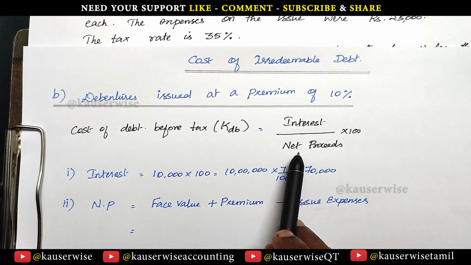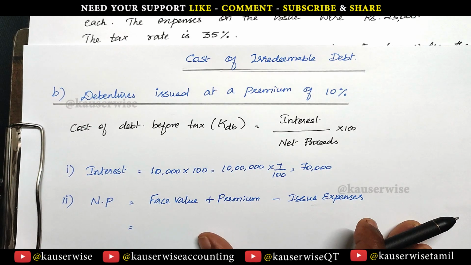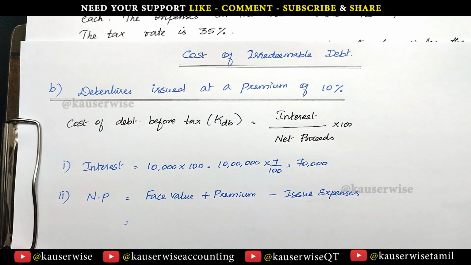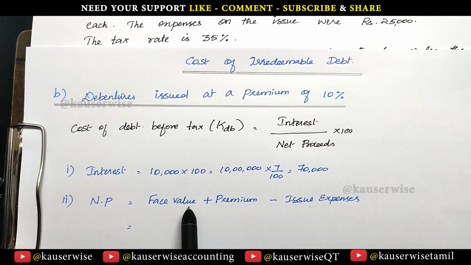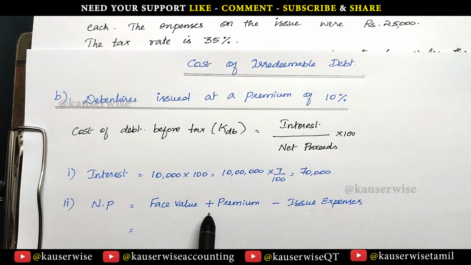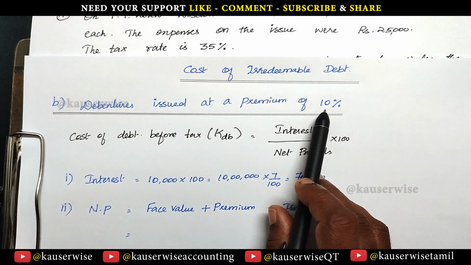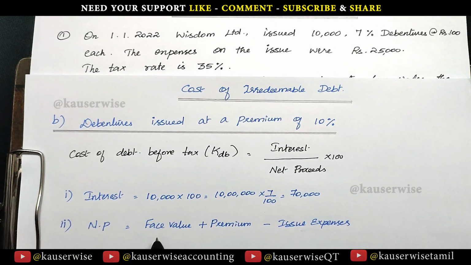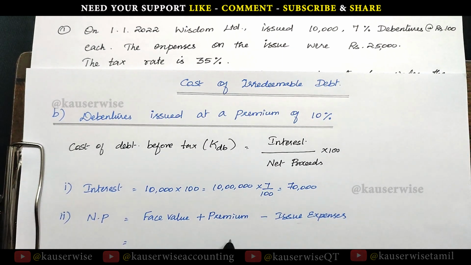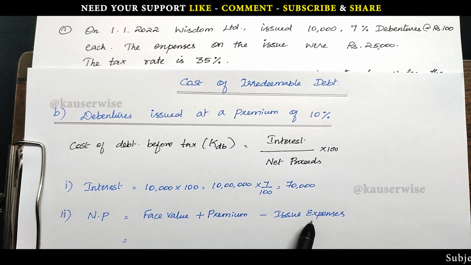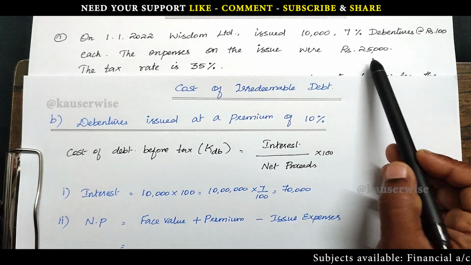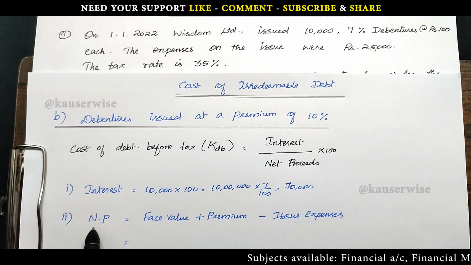The second one is net proceeds. There is a formula to find out net proceeds if the debentures are issued at a premium. The formula is face value, that is 10 lakhs, plus premium. Premium how much? 10%. So 10% on 10 lakhs, 1 lakh. So 10 plus 1 lakh, 11 lakh, minus issue expenses. How much? 25,000. See the problem? Issue expense 25,000. In this way you can calculate net proceeds.